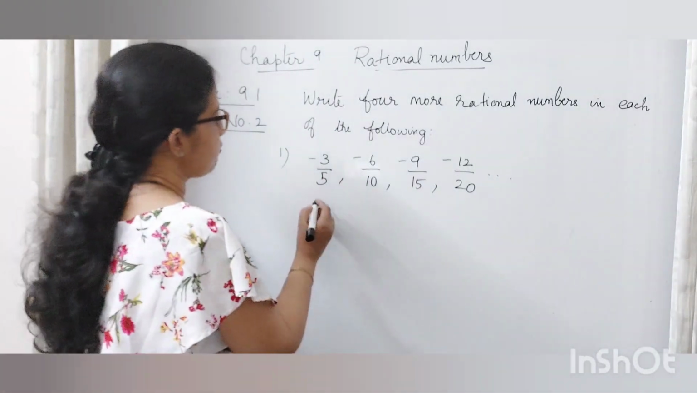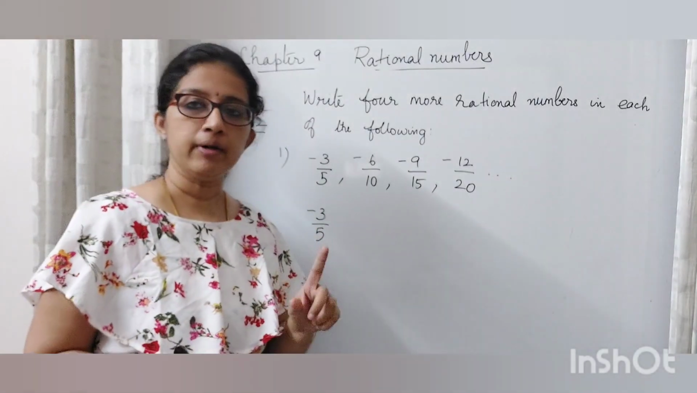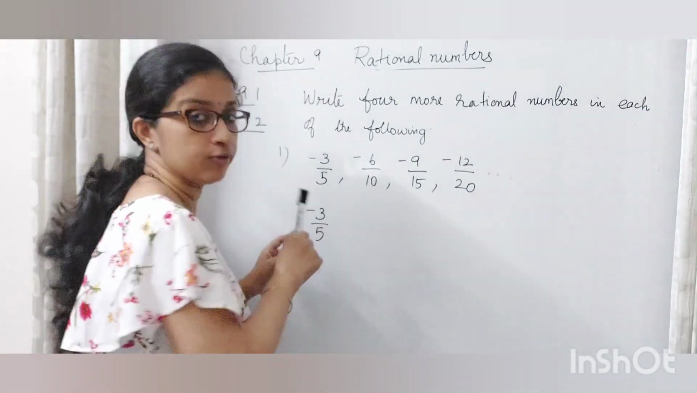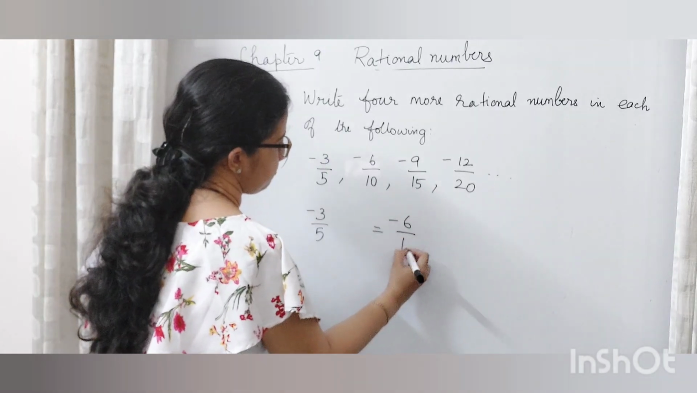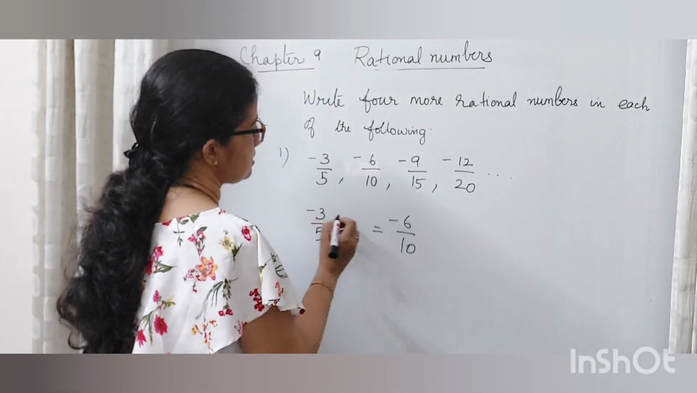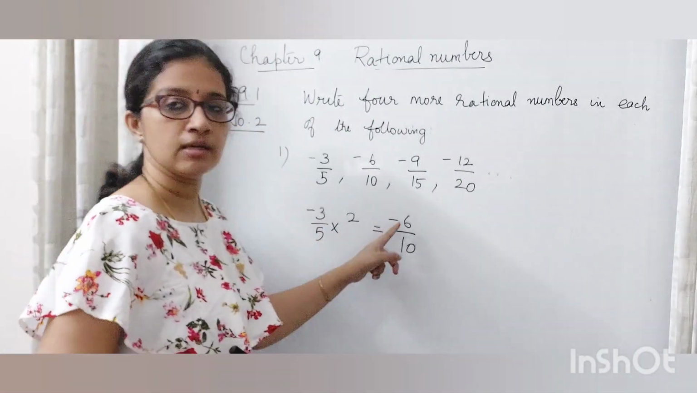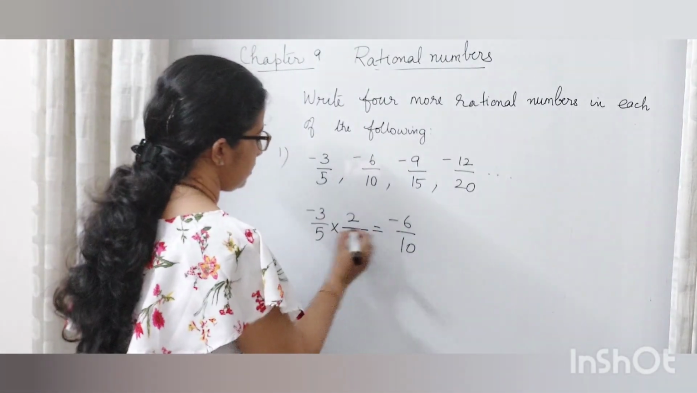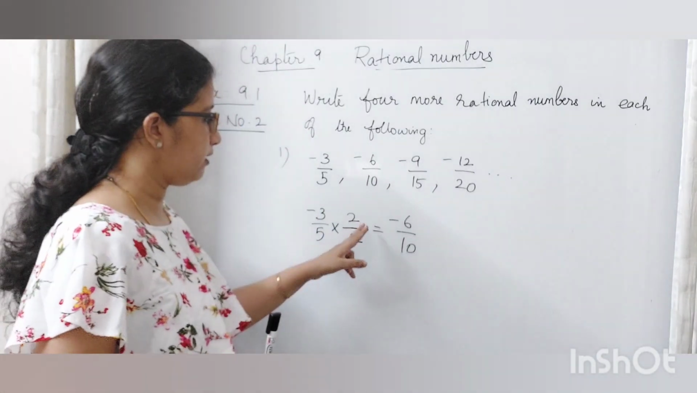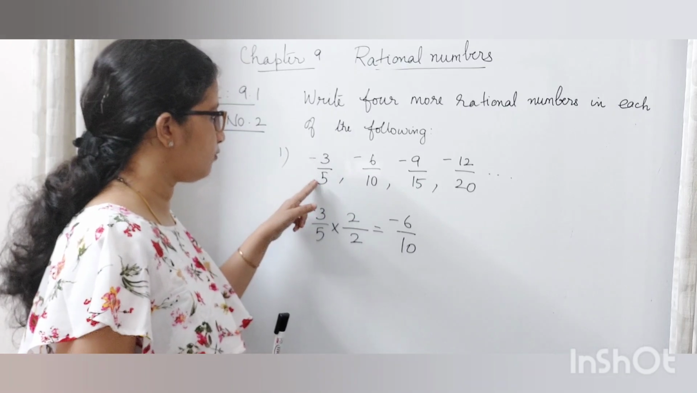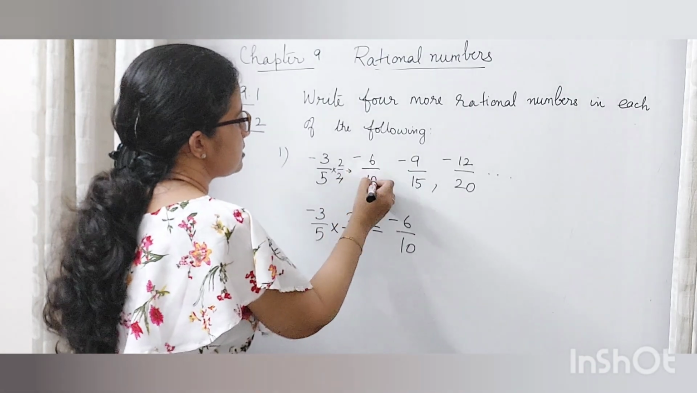To start with, let's take minus 3 by 5. What number did we multiply this minus 3 by 5 with, so that we get the next number, minus 6 by 10? Minus 3 into 2 is minus 6. Similarly, in the denominator 5 into 2 is 10. So we multiplied by 2 by 2. Minus 3 by 5 into 2 by 2 gives minus 6 by 10.